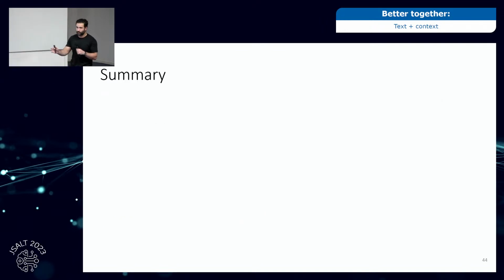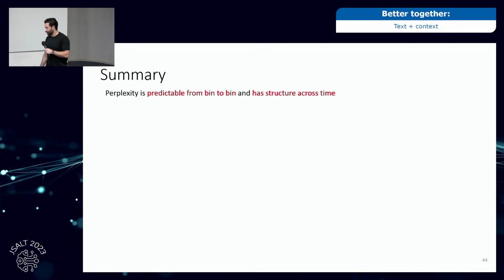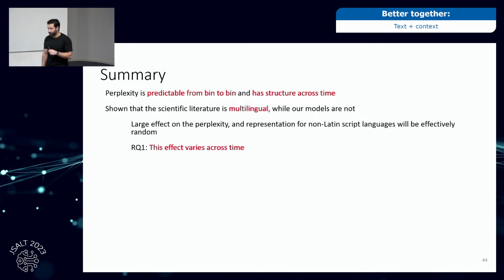So just to summarize all the points, the perplexity that we're looking at is predictable from bin to bin, and it is showing a structure across time. We've shown that the scientific literature is multilingual, and our models aren't. This has a huge effect on the perplexity, and the representation for non-Latin script languages is going to be effectively random for anything that's on Semantic Scholar right now. And to answer our first research question, this effect is absolutely varying across time.